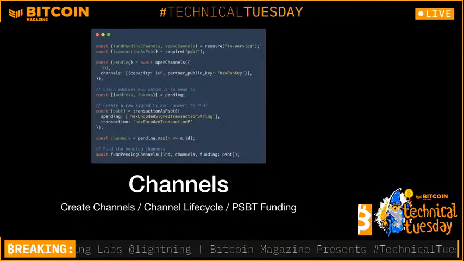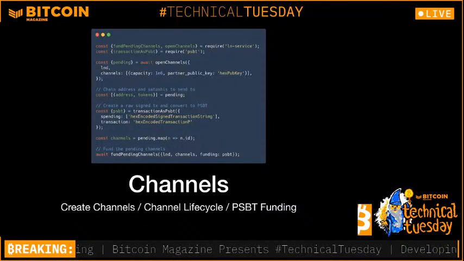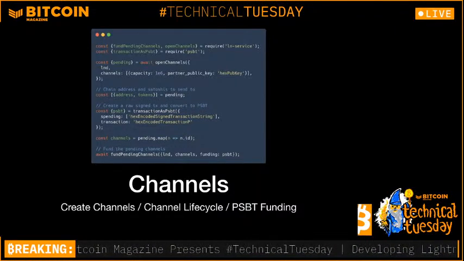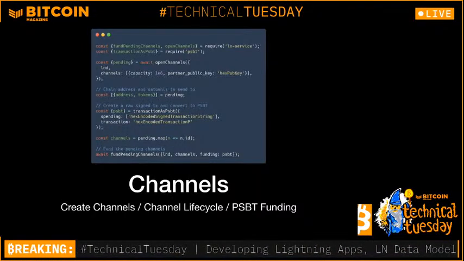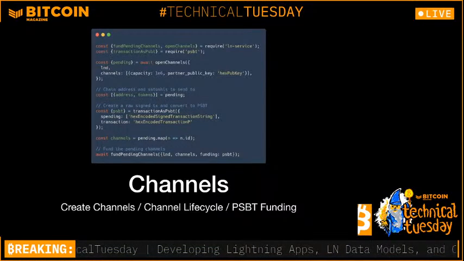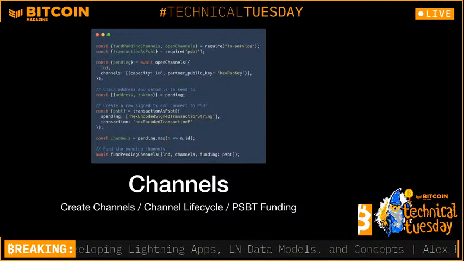So you could fund channels from Wasabi wallet. You can, in the future, potentially we could say loop out into a new channel. So you could take your online Lightning funds and then use those off-chain funds to actually create a new channel. So there's a lot of possibilities here with this PSBT funding flow.